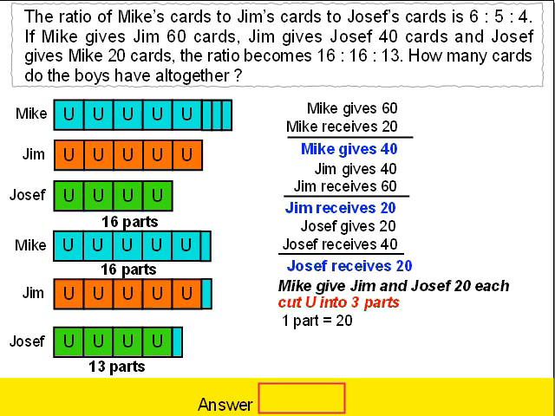So the question is, how many cards do the boys have altogether? You can tell very obviously, at the end of the day, they had altogether 45 parts. So we take 45 multiplied by 20, that gives us 900. So they had 900 cards altogether.